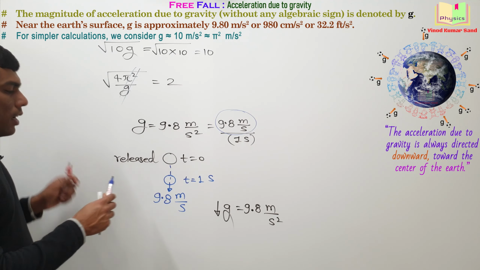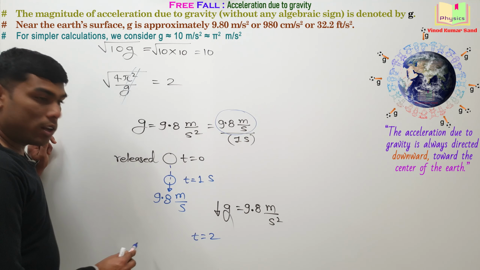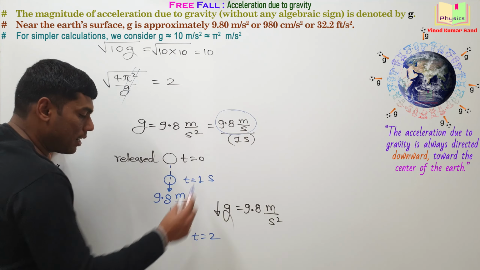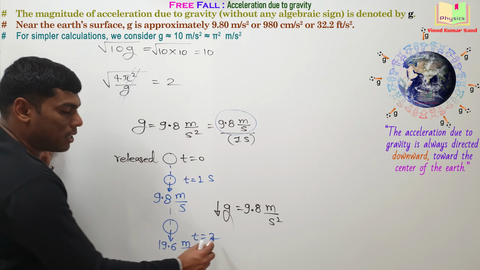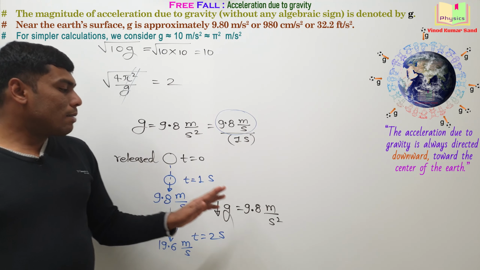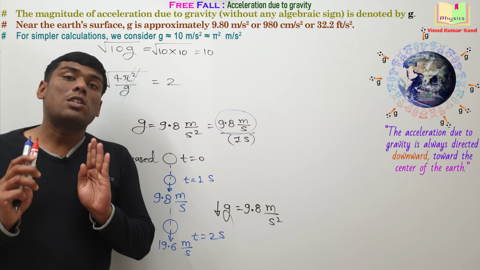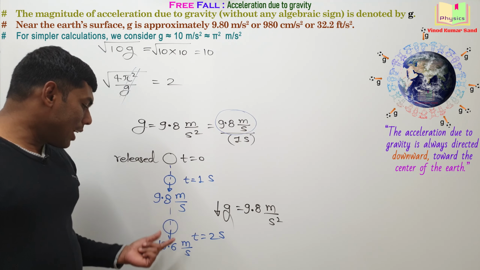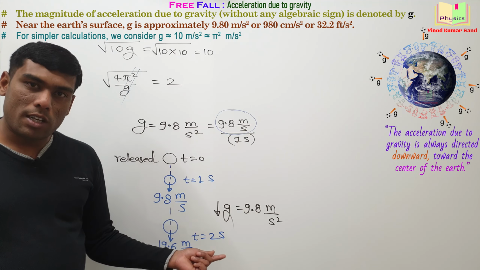Getting the idea? If I ask you at t is equal to 2 seconds, how much is the speed of this ball? In the next 1 second, there is a further addition of 9.8 meter per second, so the speed will become 19.6 meter per second. I hope you understand it. In the questions, many times the value of g is given to us. We should use that value. And if the value of g is not given, we should use our own intuition. If you see numbers like these, then we should take g as 9.8 meter per second square.